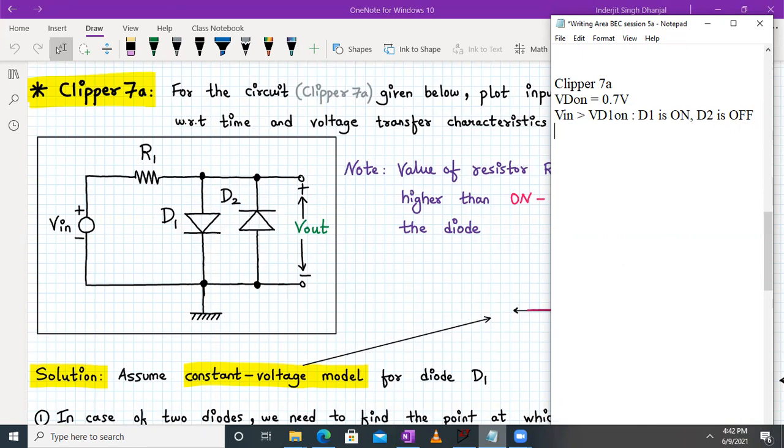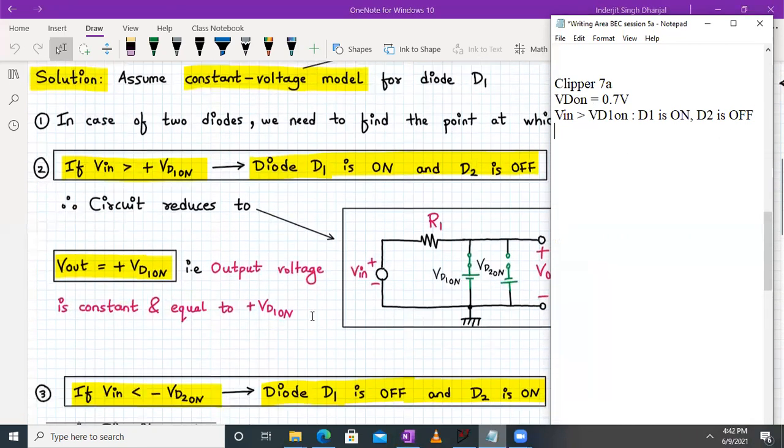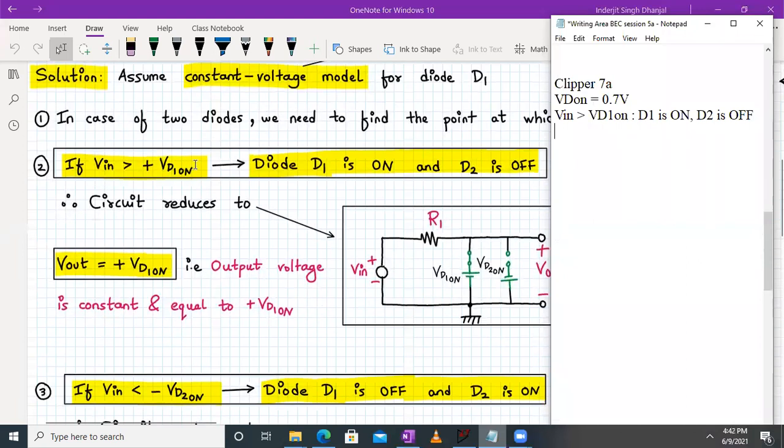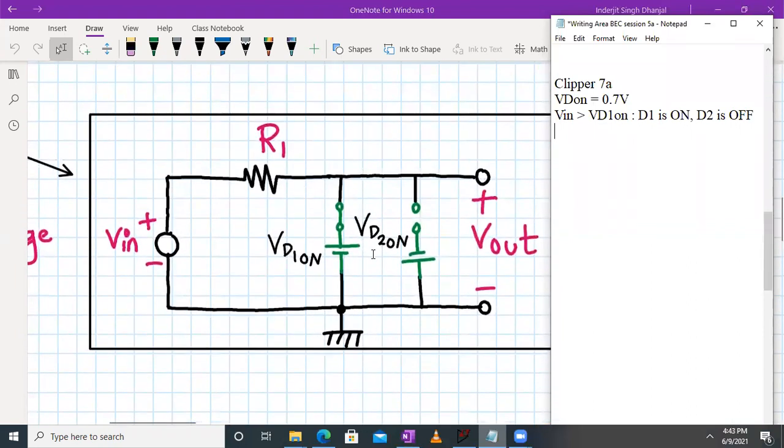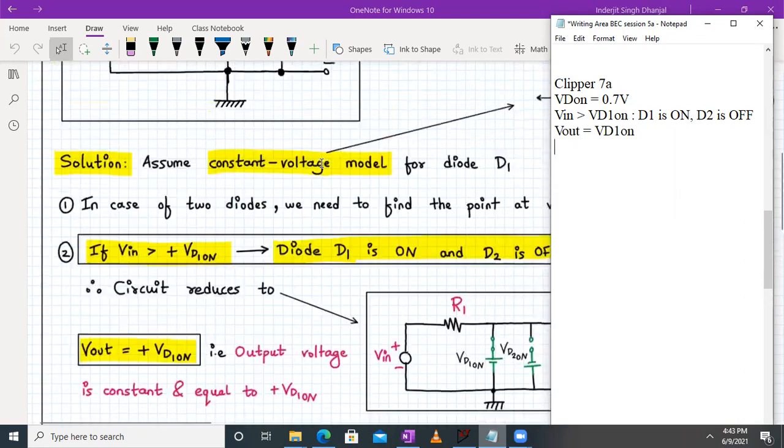And what is my output state in this case? Very simple. Whenever Vin is greater than VD on, diode D1 is on and D2 is off, and my equivalent circuit looks something like this. This is open circuit and this is short circuit. So in this case, what will be my Vout? My Vout will be equal to VD1 on. As you can see, it will be a constant and equal to VD1 on. Okay, so this is clear.